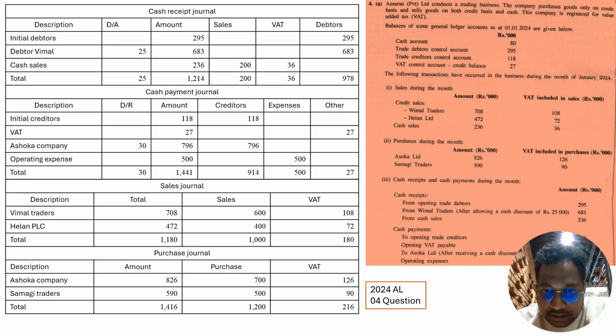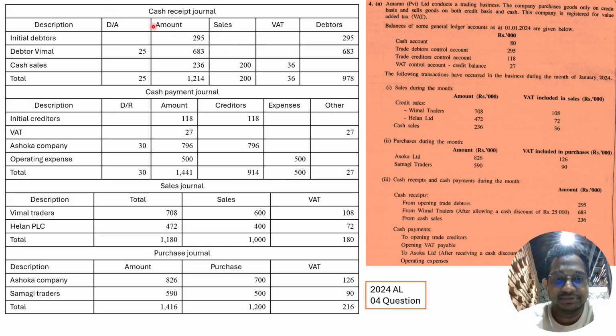In the fourth one, that is the question about the prime entry books. Amran Private Limited conducts a trading business. The company purchases goods only on credit basis and sells goods on both credit basis and cash. This company is registered for value-added tax, which means you have to record the VAT in a separate account. So here these are the balances, and then the sales during the year. There are two credit sales and one cash sale, and two credit purchases, and then they are given the cash receipts and cash payments. And then they are asking to draft the prime entry books.